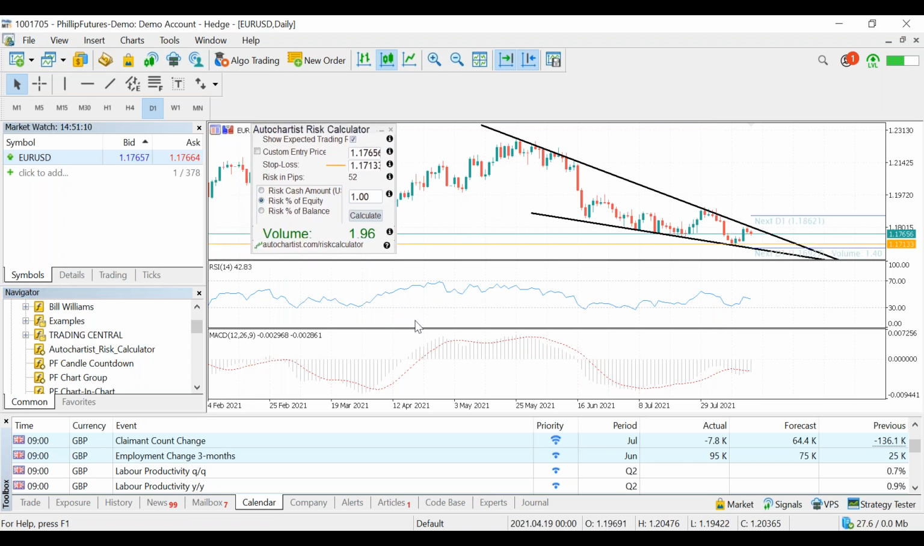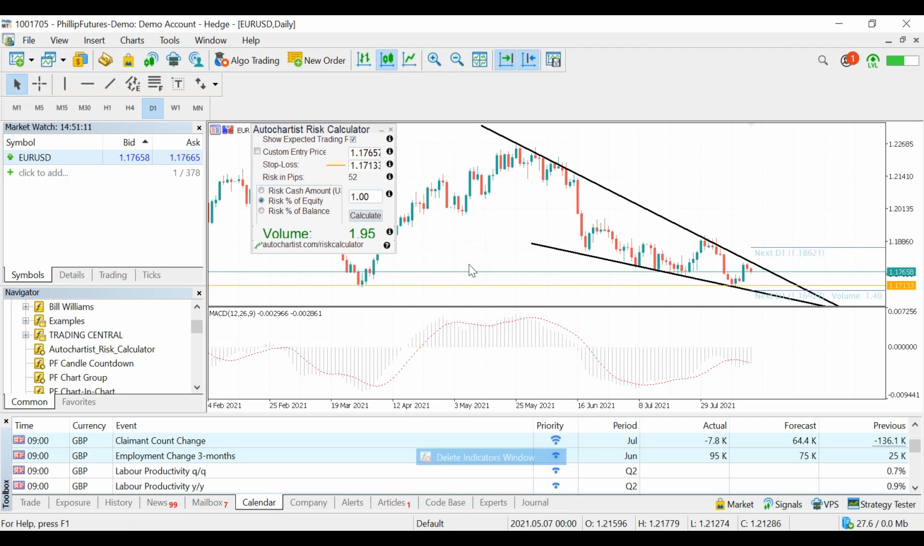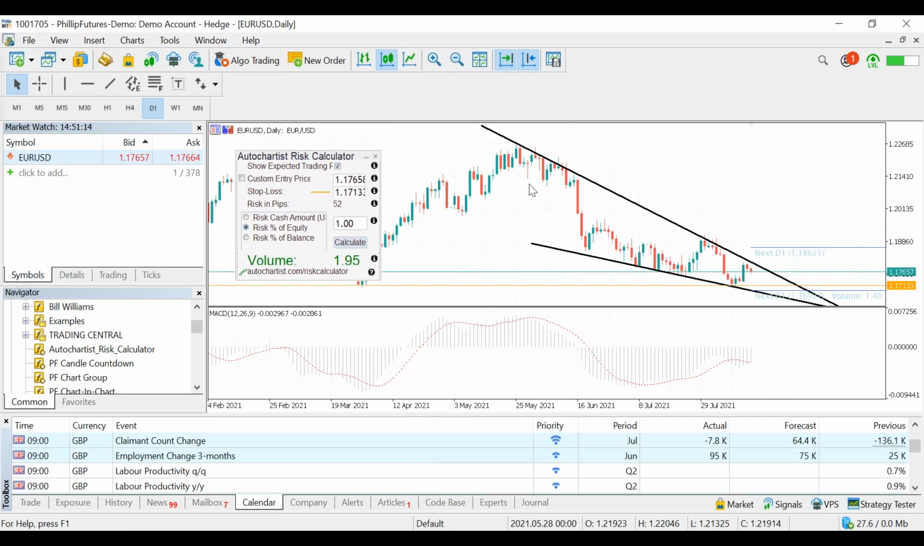and you'll be greeted by this window. Basically, this is based on the price that you're buying right now, with a specific stop loss. So let's set our stop loss around here. Okay, I'm willing to risk 1% of my balance. So you see, risk percentage of equity. I'm willing to risk 1% of my equity. Therefore, the maximum volume I should be trading is 1.95.